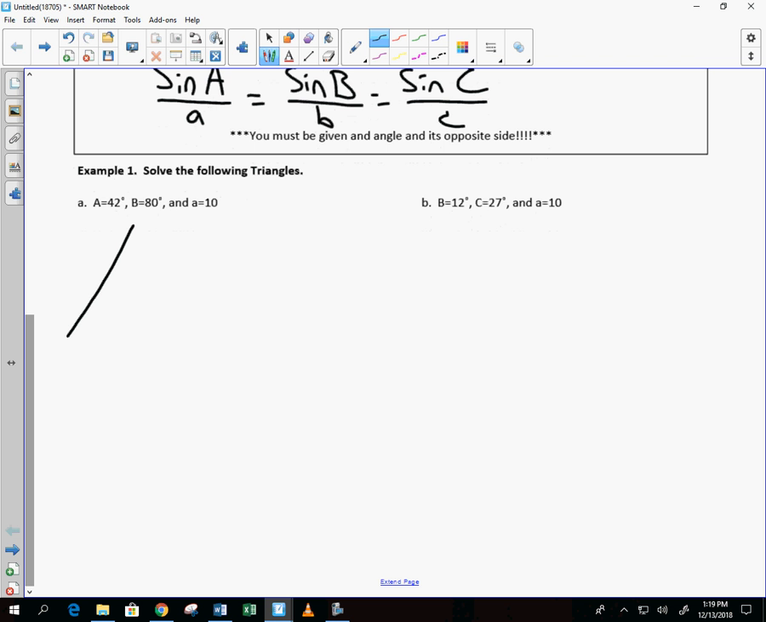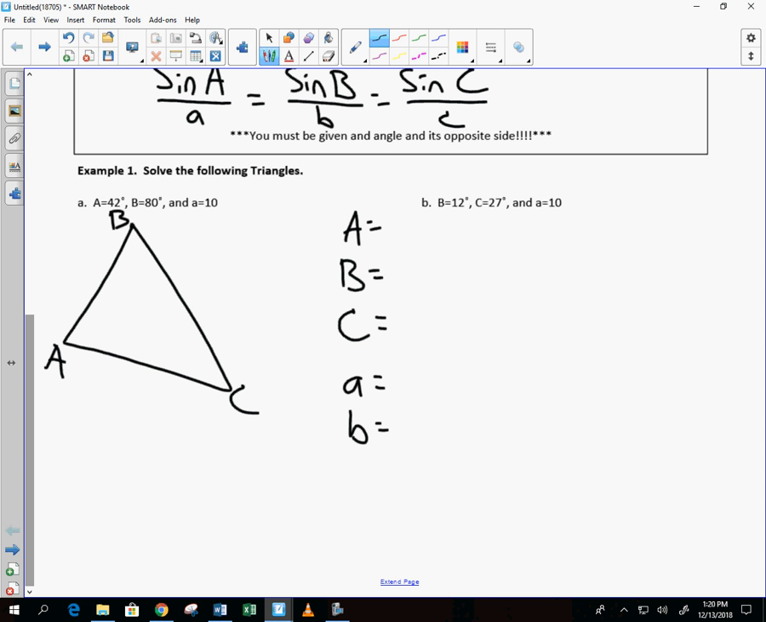Let's draw a triangle. A, B, C. I'm going to list all 6 sides and angles. So 3 of each. Angle A, angle B, angle C. Side A, side B, side C. Which one do I currently know? A is 42 degrees. B is 80. So now I can figure out C.